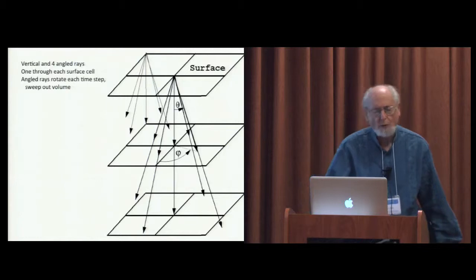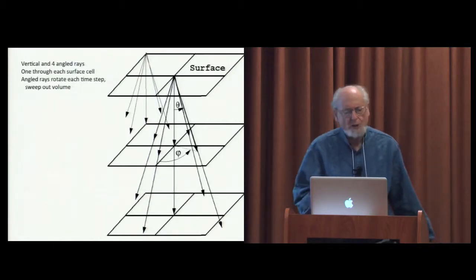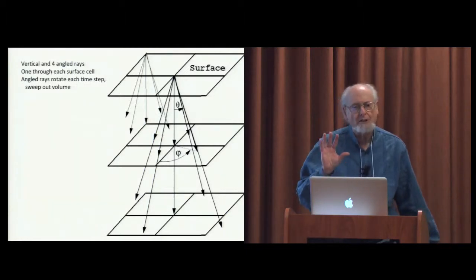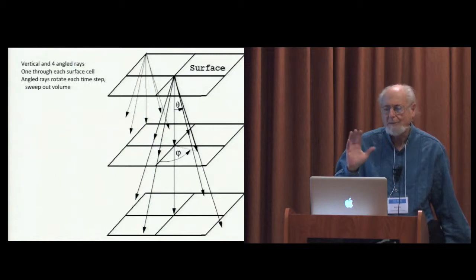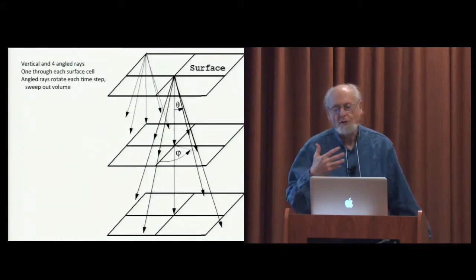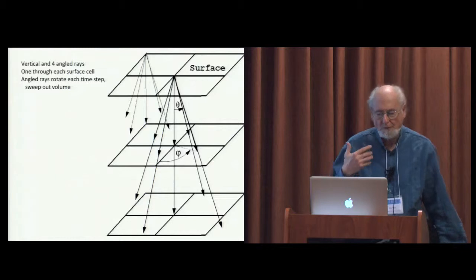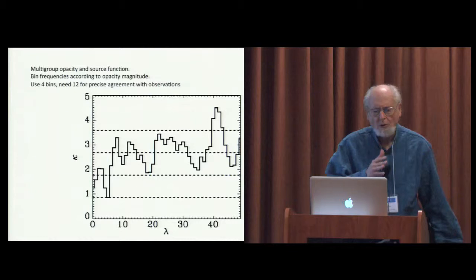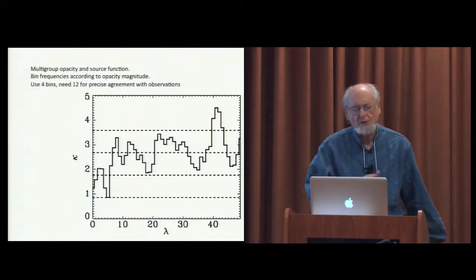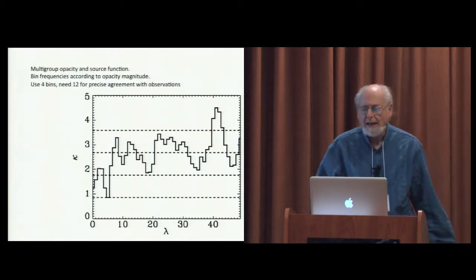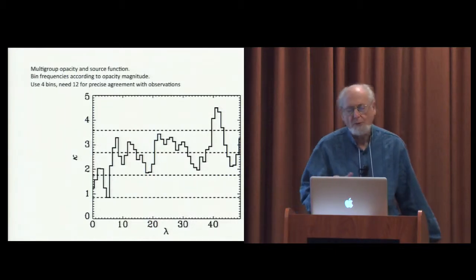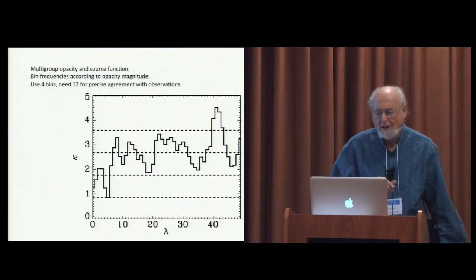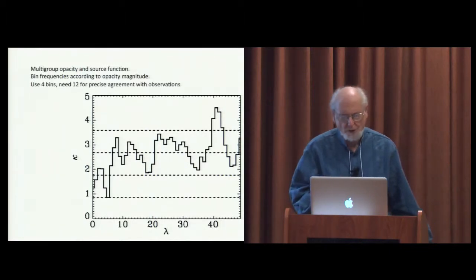So we include one vertical ray, and then we include 4 slanted rays. And the slanted rays are rotated every time step by an incommensurable amount. So they sweep out over several time steps. They sweep out the entire volume. And for the opacities, we bin the different frequencies according to the strength of their opacity in 4 bins. Actually, we've also worked out a method. If we want to get really precise comparison with observations, it takes 12 bins. But for most of what we're doing, 4 bins are sufficient.